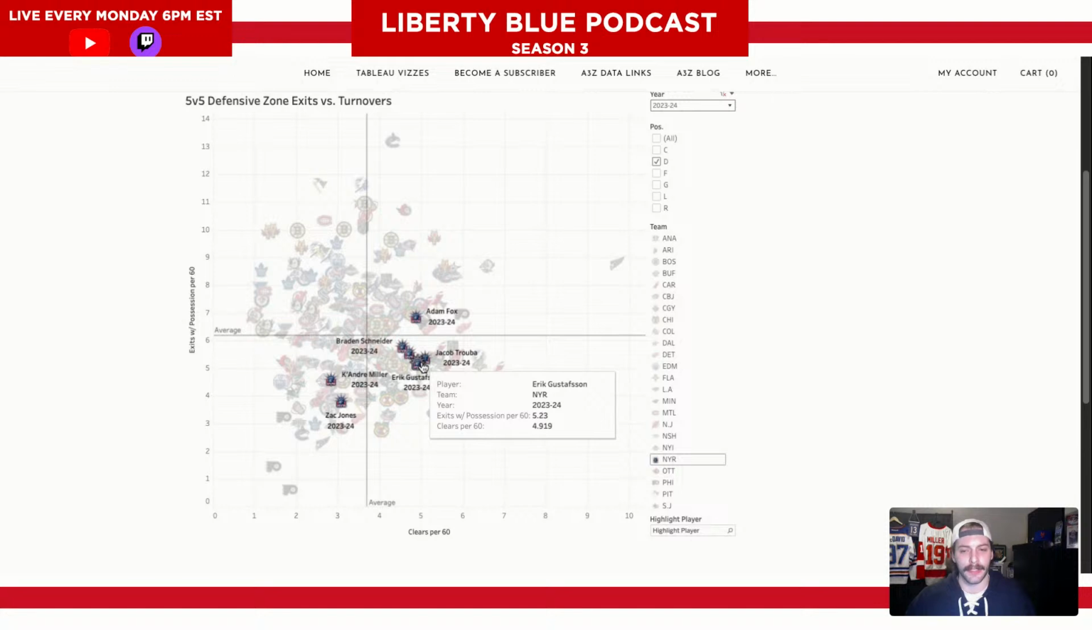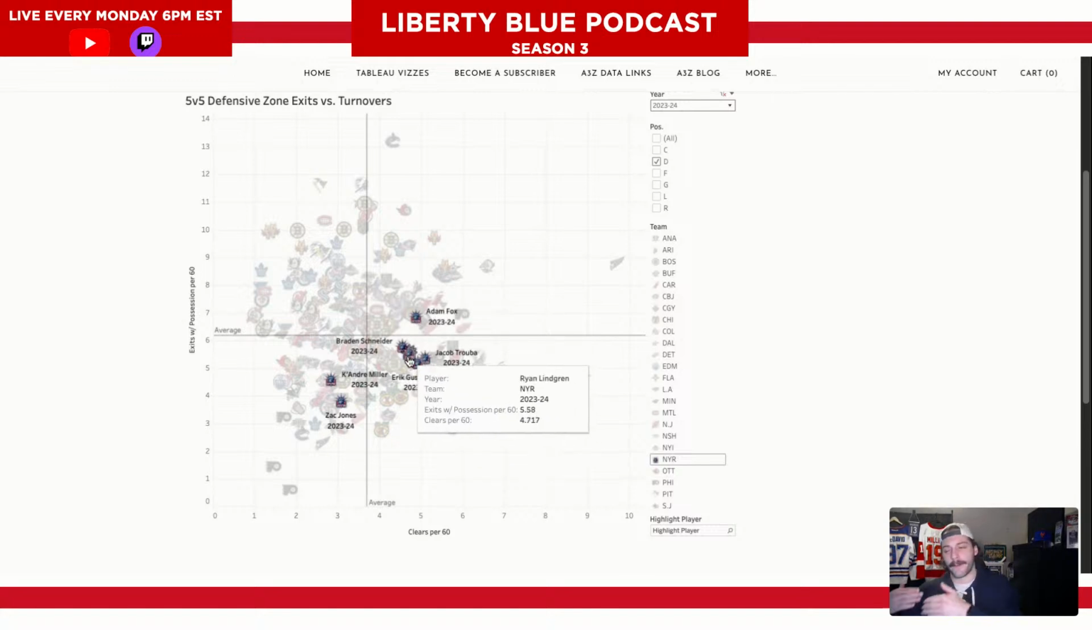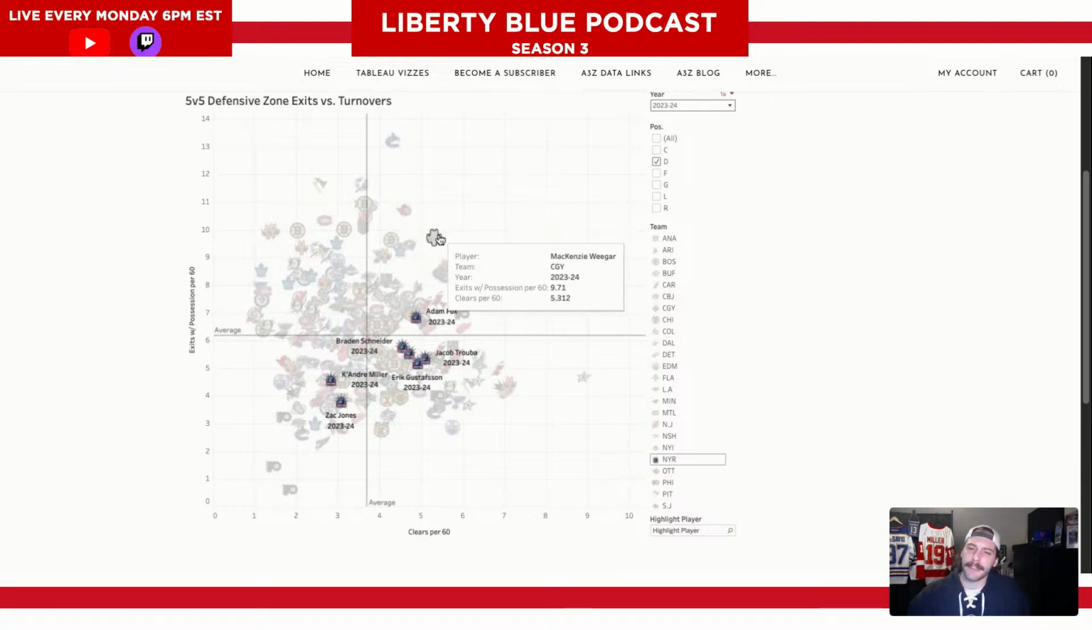You look, you see Trouba, you see Gus, you see Lindgren, you see Schneider, you see Jones, you see Miller. It makes sense to some degree that you see guys who played together on opposite ends of the spectrum. Fox is further top right and Ryan Lindgren is to his bottom left because they functionally carry out different traits. Fox is to the top right, and that's generally what we would consider good. This is probably Quinn Hughes. Yeah, that's Quinn Hughes. This is probably Jake Sanderson. Yeah. Calgary, Rasmus Andersson, Mackenzie Weegar.